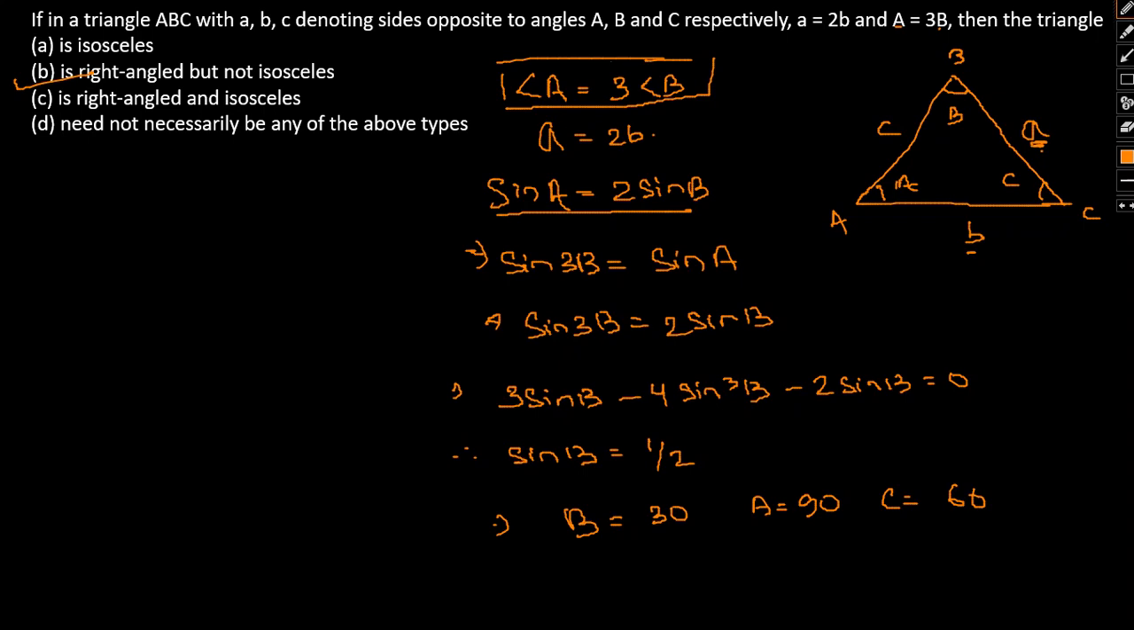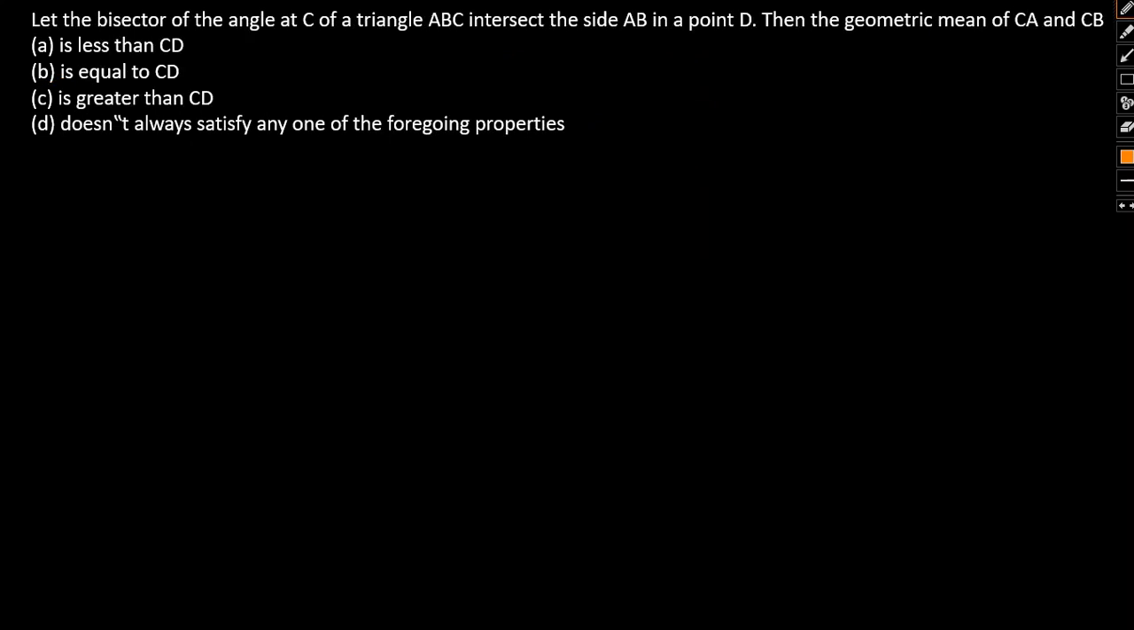So now let's move on to the next question. Let's take a look at question number 2. Let the bisector of angle C in triangle ABC intersect AB at point D. Then the geometric mean of CA and CB is, okay, so we need to find the geometric mean. So let's first draw the figure.